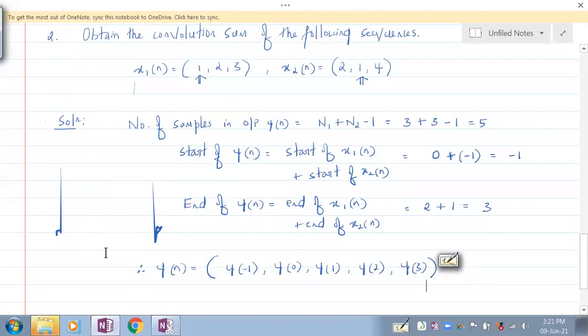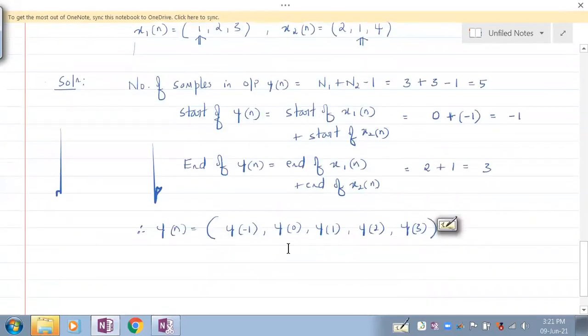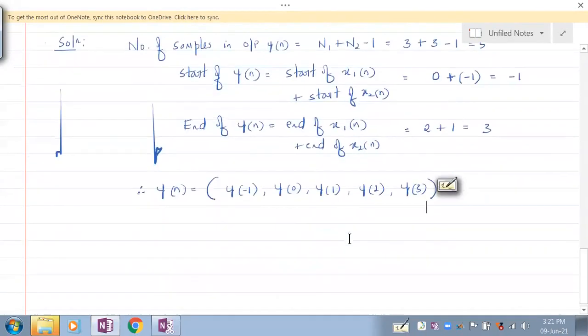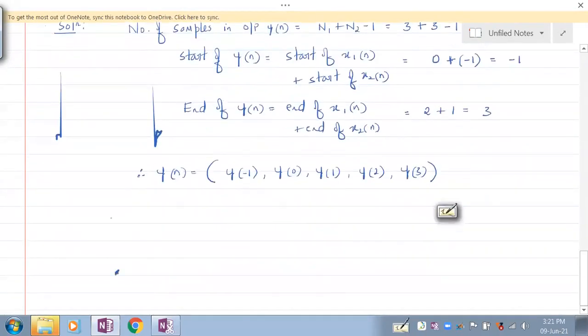So this is the prerequisite. If you understand this much, obtaining the final output sequence y of n would not be a problem. And by doing this, we will understand what is the n value to begin with. n equal to minus 1, we need to analyze. n equal to 0, we need to analyze. So that is how things go. So now let's write the equation for y of n first. What is the equation for y of n?